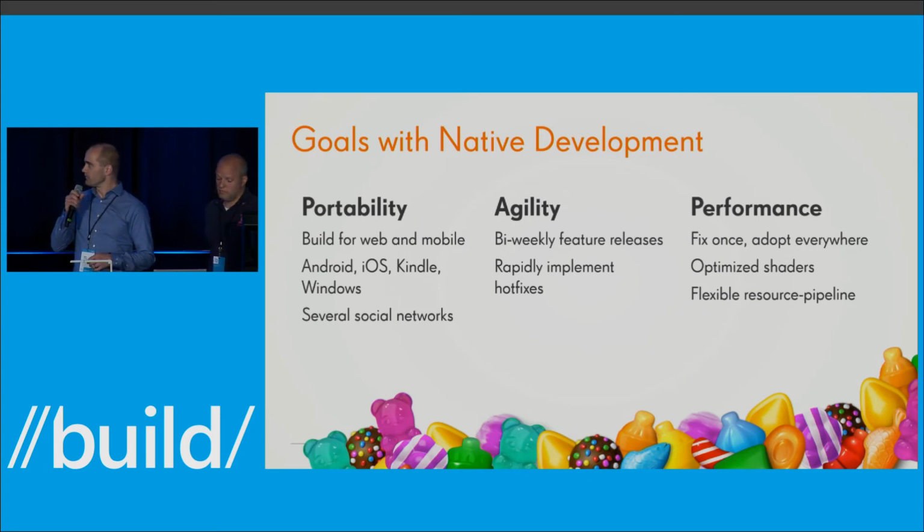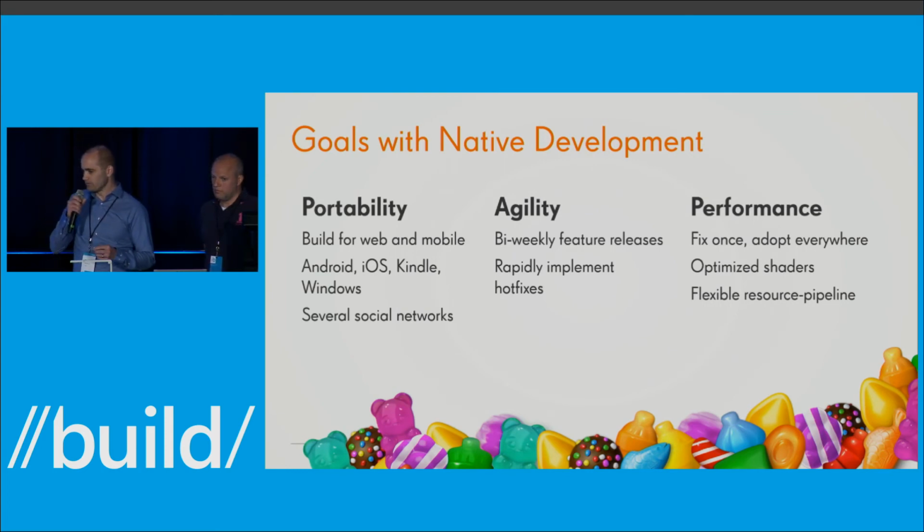King has a strategy with native development, and it's extremely important that the solution is portable. So we need to be able to run this on all different platforms. We run it on the web, on mobile, on Android, iOS, Kindle, and now on Windows. We also need to branch out for all different kinds of media or social networks. So when the engine needs to make a Facebook call or whatever, we can branch out and use custom code for this specific platform to do that.